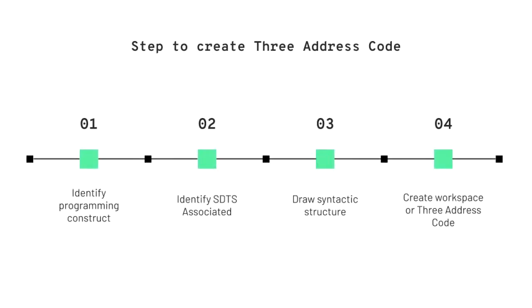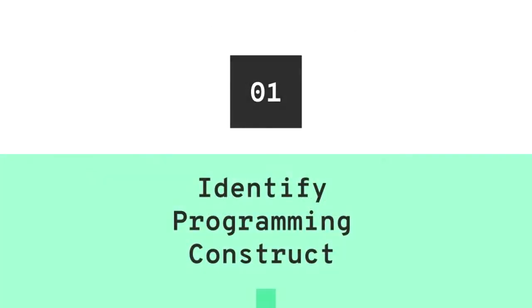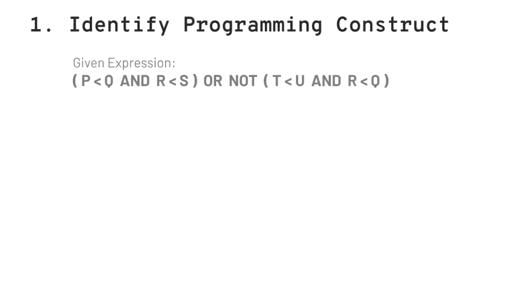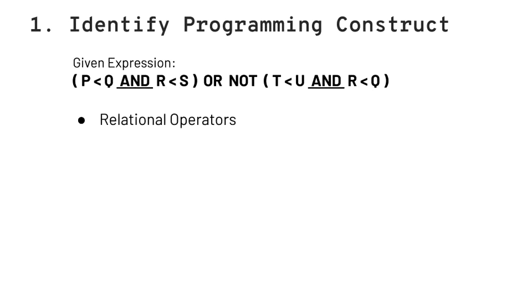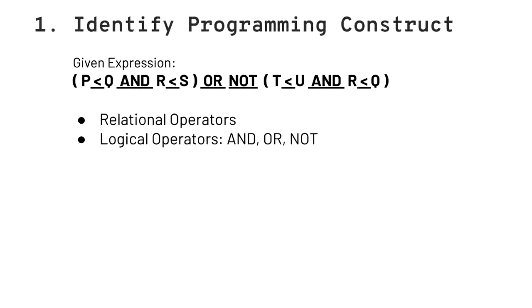There are 4 steps to find 3-address code from a programming construct. The first step is to identify a programming construct. We can see relational operators in p < q, r < s, t < u and r < q. We see logical expressions and, or, and not. All programming constructs in the statement have been identified.